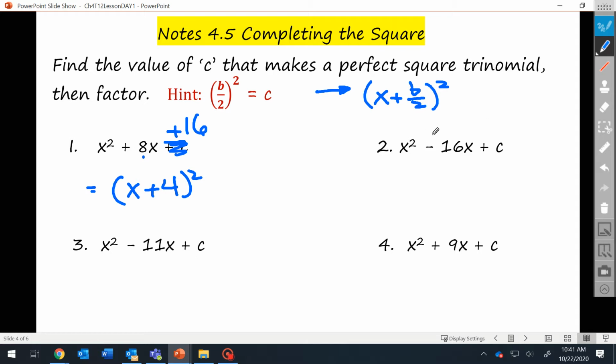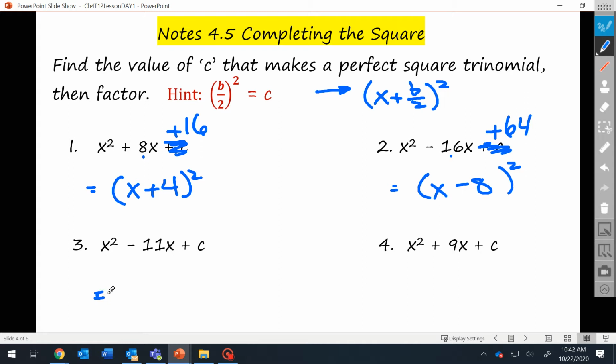Let's take a look at this one, x squared minus 16x plus c. The c is going to be half of the b term squared. So half of negative 16 is negative 8. Negative 8 squared is 64, so it's going to be positive 64. This last term will always be positive when you're doing this. Middle term, maybe not. Which means that it factors into a perfect square, x minus 8 squared. 8 times 8 is 64, and negative 8 plus negative 8 is negative 16.